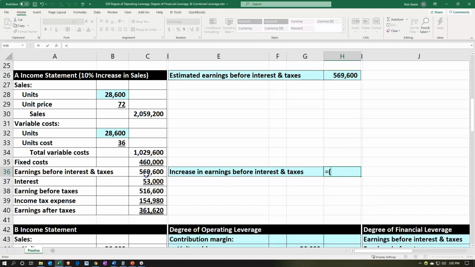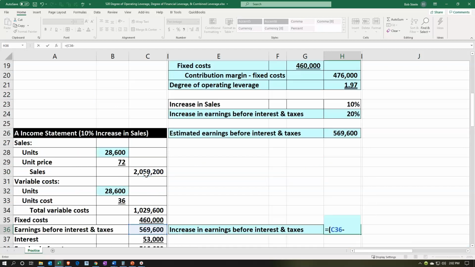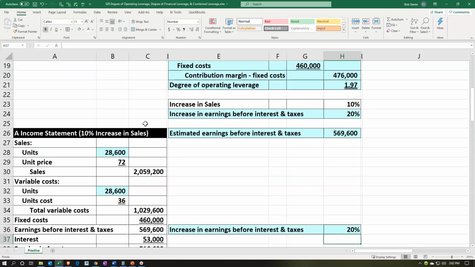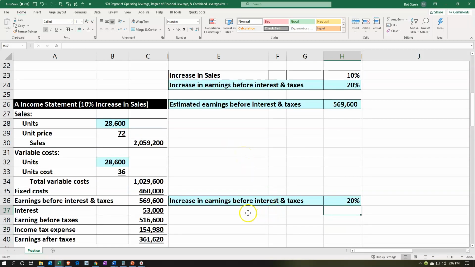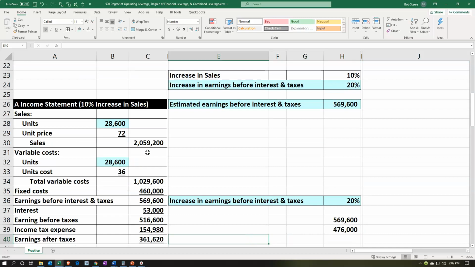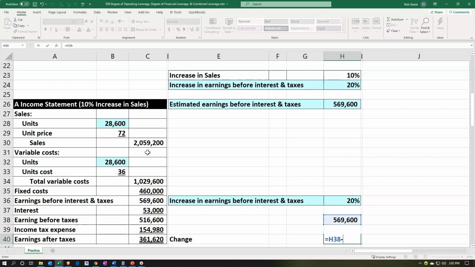Brackets, the change, or the new number minus the prior number, which is the earnings before taxes and interest here, closing up the brackets, divided by the prior number. And that's going to be our 20%. Or in other words, we could take the current number, which is going to be this, and where the prior number was this, the change is going to be this minus this.